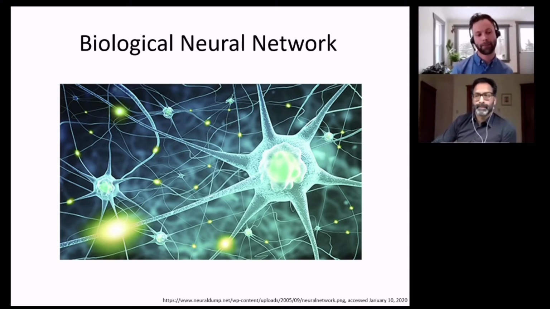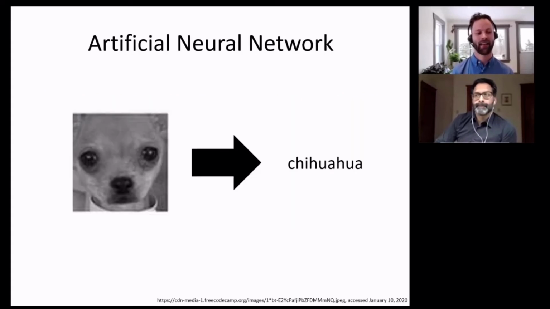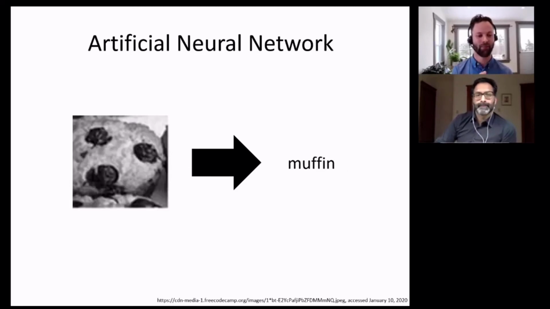Next slide. Here we have an example with some Chihuahua puppies and some blueberry muffins, and we want to make the computer find out what is what. To keep this very simple, we're going to do it in grayscale. Next slide. Here we have the Chihuahua, and on the next slide, we have the muffin. When we give the computer a photo, we want it to distinguish: is it a Chihuahua puppy or is it a muffin?